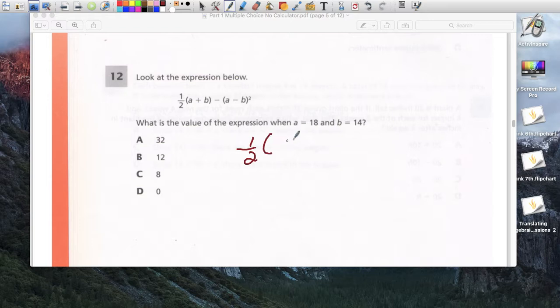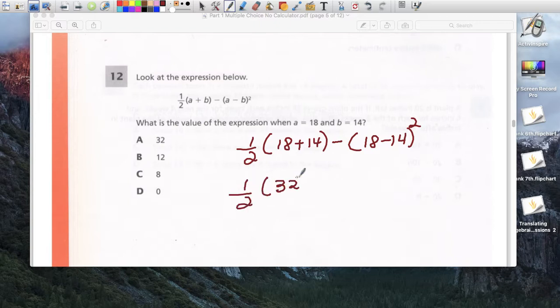1/2 times a plus b, so a is 18, b is 14, minus a minus b. So all I did was substitute. So let's do what's inside the parentheses. So it's 1/2 times, 18 plus 14 is 32, minus, let me put that in parentheses, 18 minus 14 is 4.